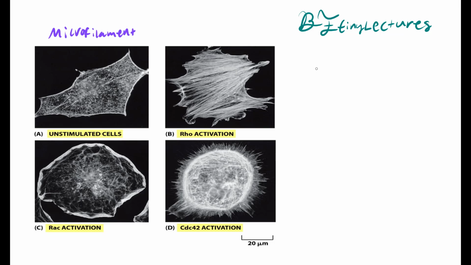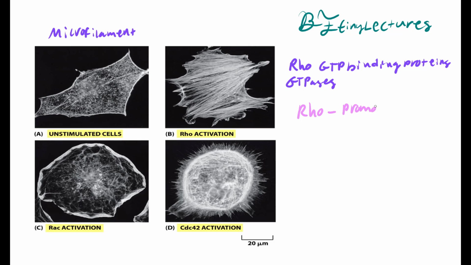That means that they connect to a family of Rho GTP binding proteins. And if you need another word for this family, they're really a family of GTPases. And so when this family receives a signal from the extracellular space, they have three family members, okay? So first of all, we have the Rho family member. And the Rho family member promotes contractile bundles.